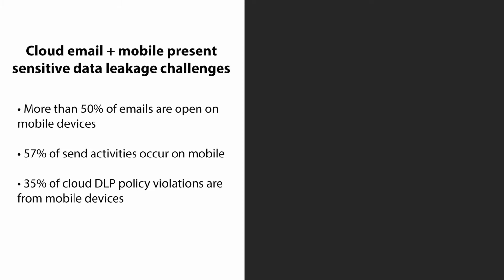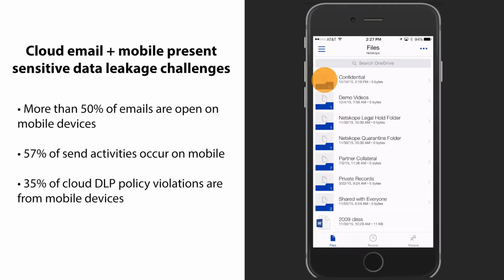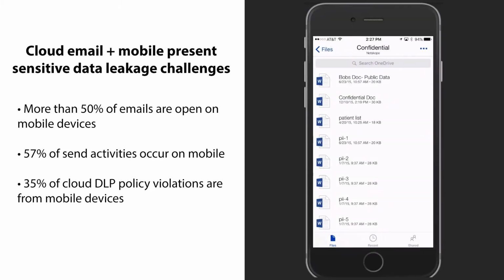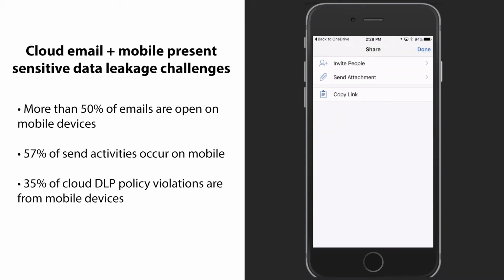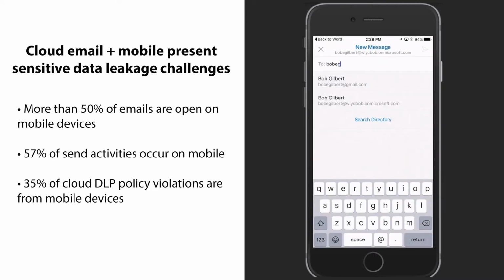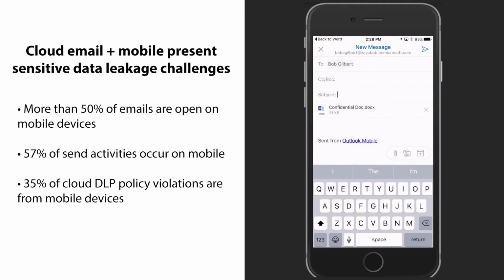Let's take a look at a typical scenario. Here we have a user on their iPhone working with what appears to be a sensitive document containing names and social security numbers. Grabbing this data from OneDrive, attaching it to an Outlook email, and hitting send is only a few finger taps away. This presents a big challenge when it comes to mitigating your risk associated with mobile users using email, and more importantly, performing risky activities.